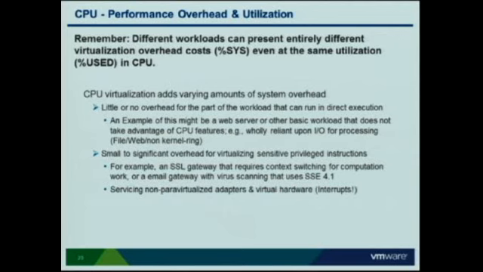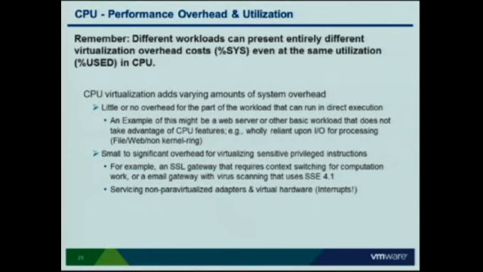So one thing to remember with CPU is that different workloads can easily present entirely different virtualization overhead costs, or that sys cost, even at the same utilization in CPU. This basically refers to how difficult the workload is. As you're starting out in your journey, you're virtualizing DNS servers, you're virtualizing file servers. Easy stuff, right? This stuff is all I/O bound. It's not processor bound. You can be running at 20% processor, and it's just all I/O. Again, web servers, file servers, anything that's in the non-kernel ring, definitely would fall into this category. And you're going to get little or no overhead for those loads.